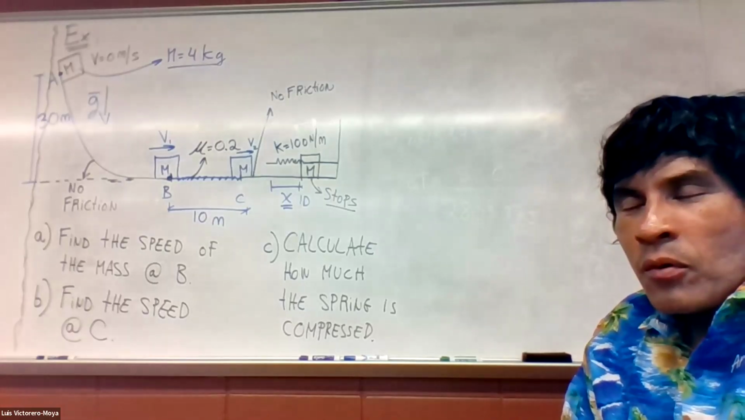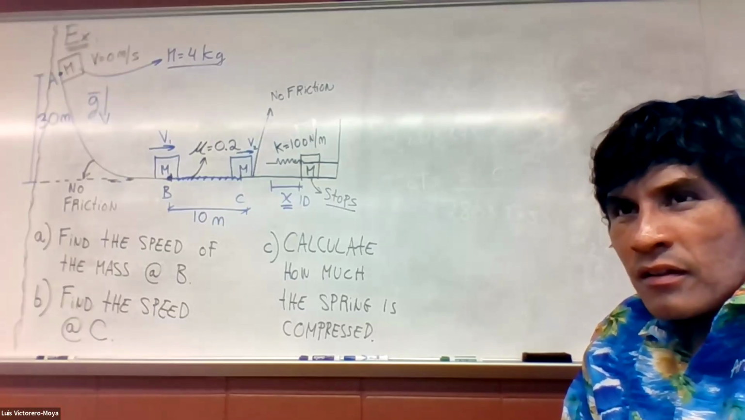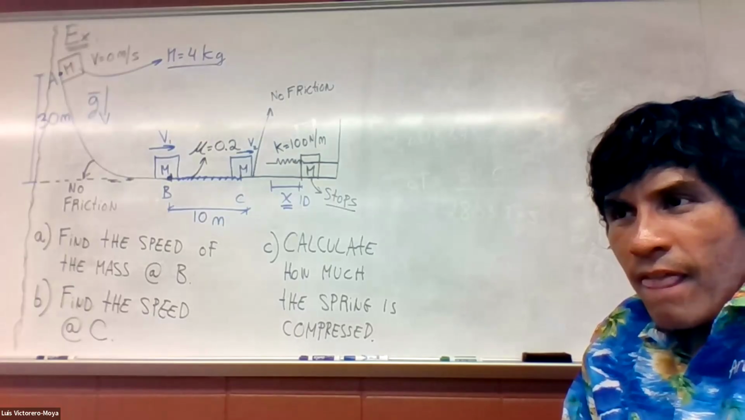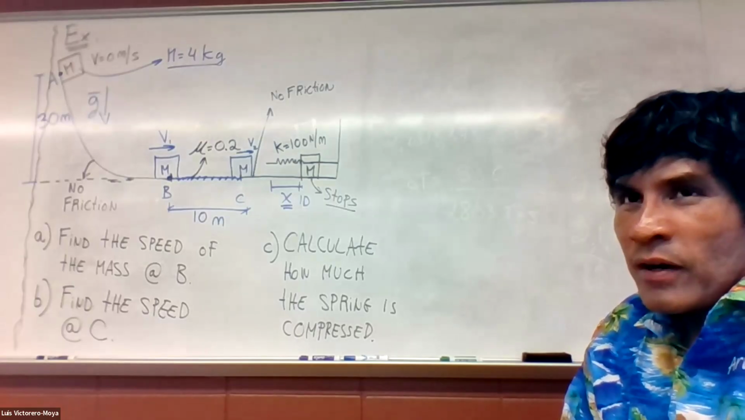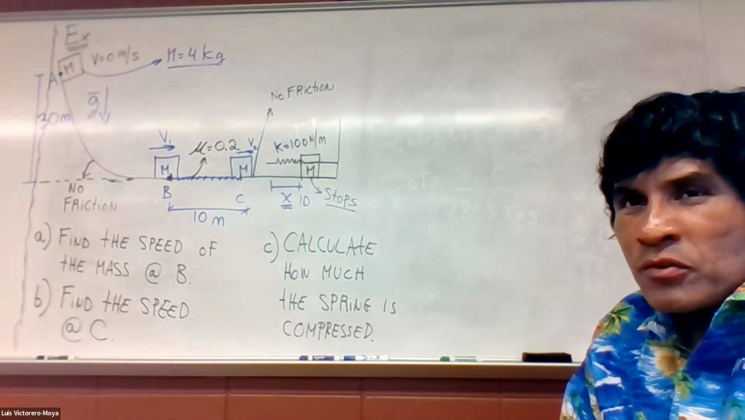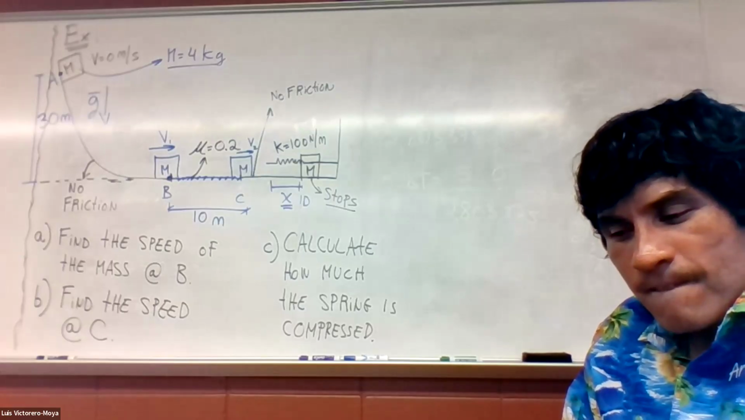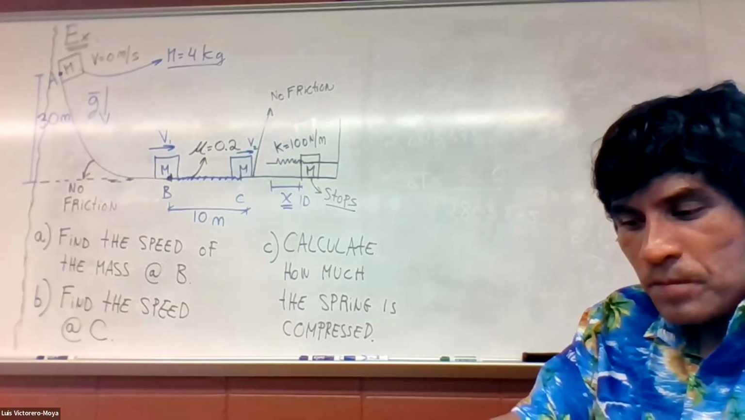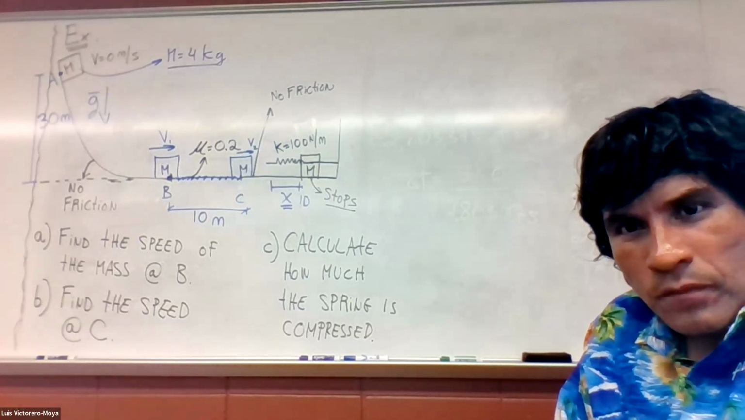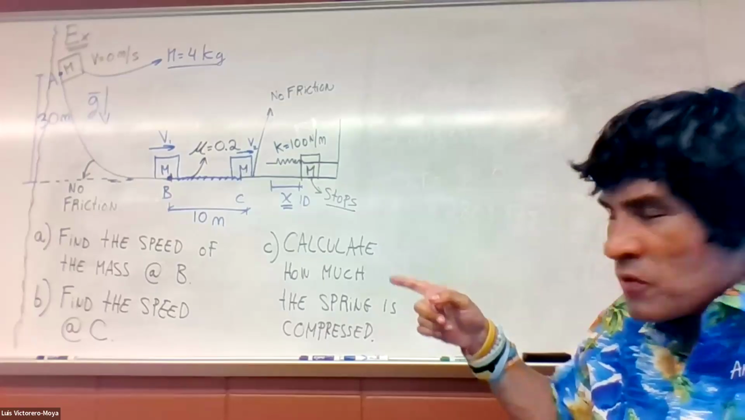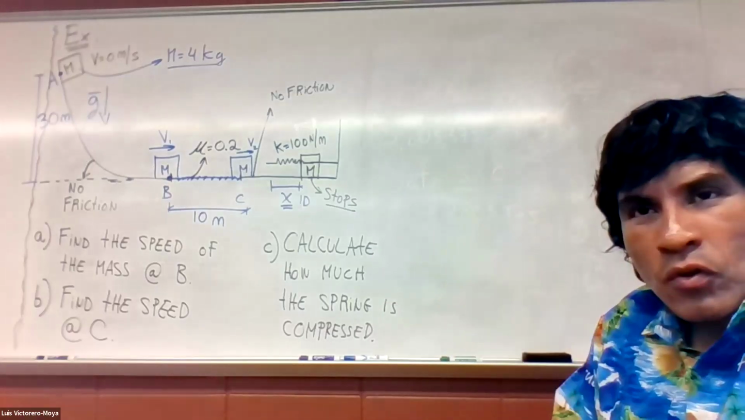Why? How do you compute that? How do you use the force of friction? In other words, what concept that we covered today do you use? Because from A to B is conservation of energy, no friction. From B to C, what do you use?